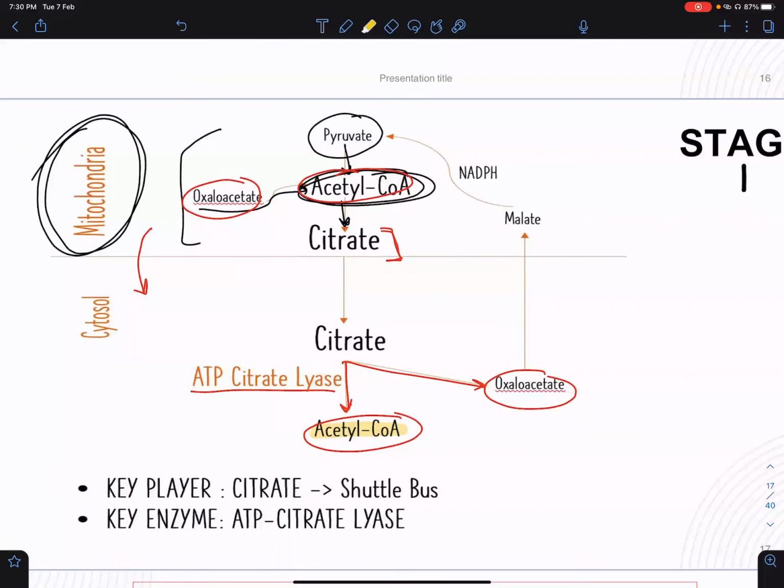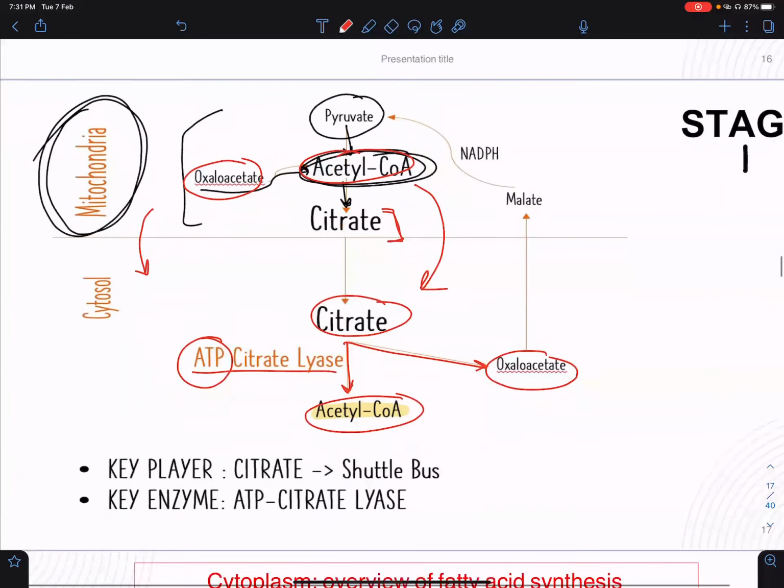Now, what's the role of citrate? It acts as a shuttle bus, and the key enzyme here is ATP citrate lyase. Why is it called ATP citrate lyase? Because it's ATP dependent, meaning that it needs ATP, and lyase means it's breaking something into two. Okay, that's it. So just connecting all the dots, it needs ATP, and we said when we have a lot of ATP, it causes accumulation of citrate. So all of these go hand in hand, okay? So again, what's the role of citrate? Just moving acetyl-CoA from the mitochondria to the cytosol.